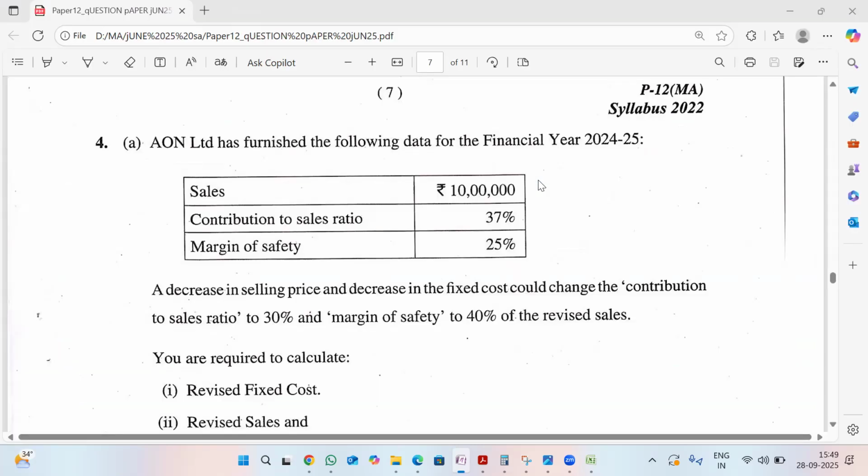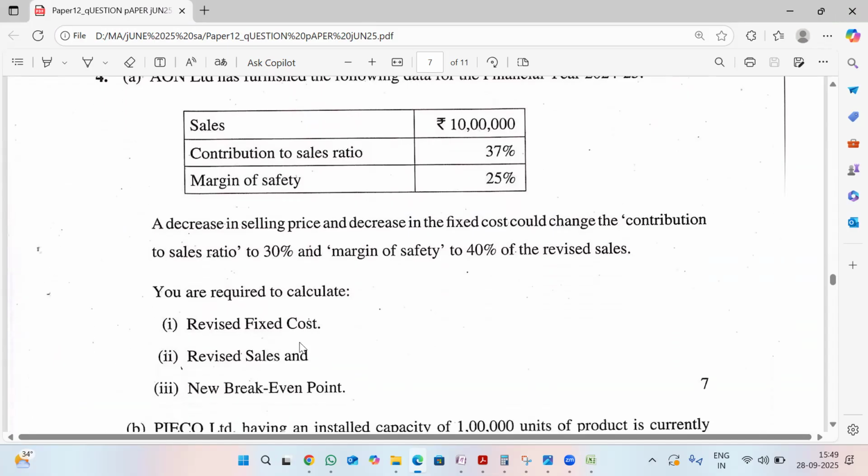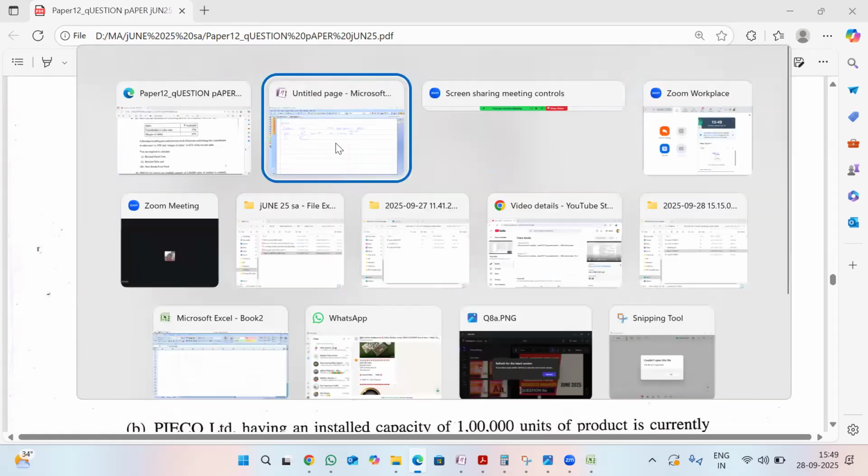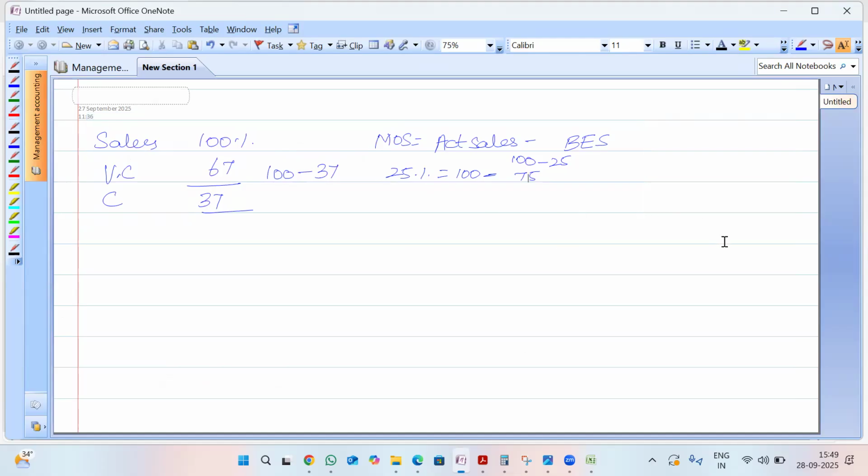So now what else they have given in the question? Let's see. A decrease in selling price and decrease in fixed cost could change the contribution to sales ratio to 30 percentage. So there is going to be a decrease in selling price and fixed cost. So my contribution to sales ratio is to be at 30 percentage and margin of safety is at 40 percentage based on revised sales. Now I need to calculate what is the revised fixed cost, the revised sales, and the revised break-even point. The only information I have is sales, that is 10 lakhs, so I will calculate whatever I can based on sales.